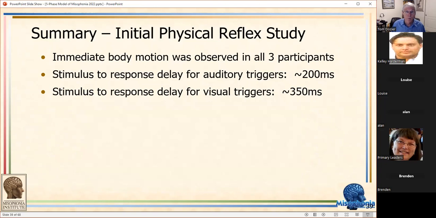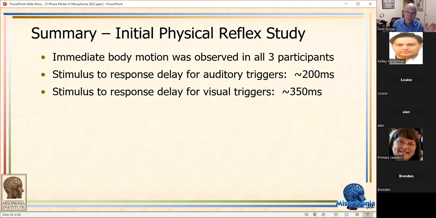And we were able to see an immediate motion in all the people, but some we don't know where it was coming from, so we couldn't measure it electrically. But it looked like it happened instantly. So for an auditory trigger, there's a 200 millisecond delay. Now that is really short.